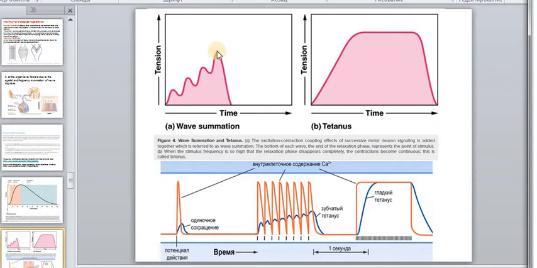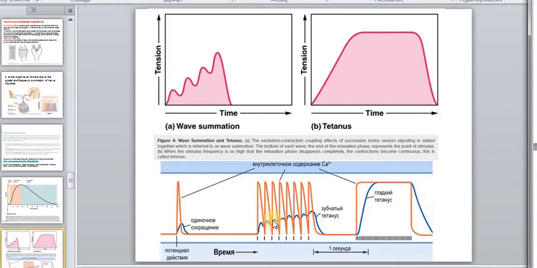The tension at this point is about 3 to 4 times greater than the tension of a single twitch, a state referred to as incomplete tetanus. During incomplete tetanus, the muscle goes through quick cycles of contraction with a very short relaxation phase for each cycle of tension.